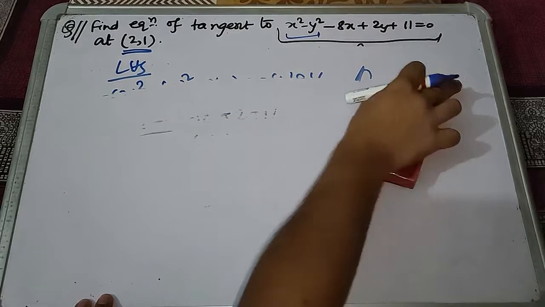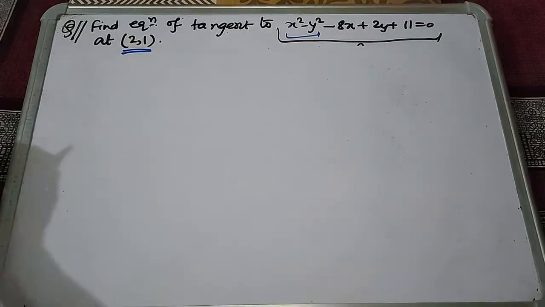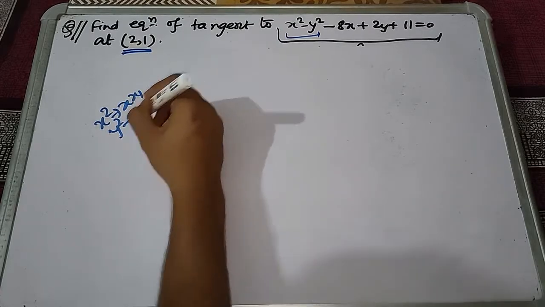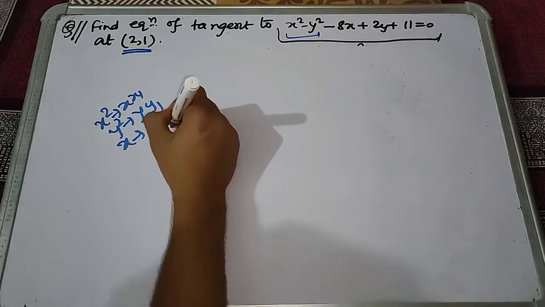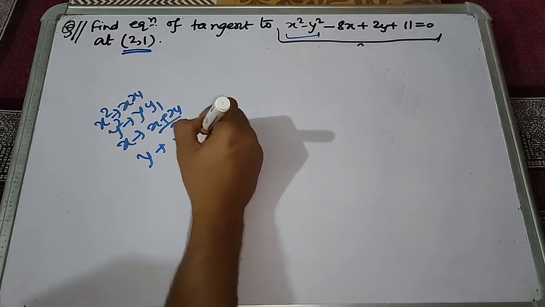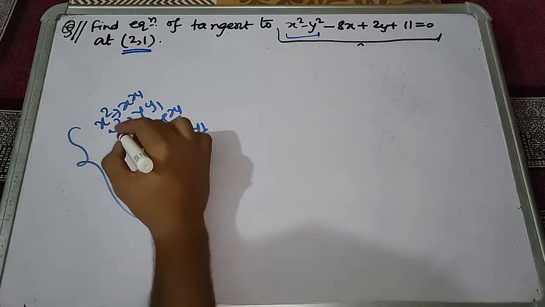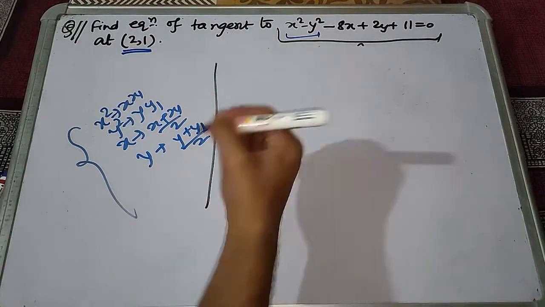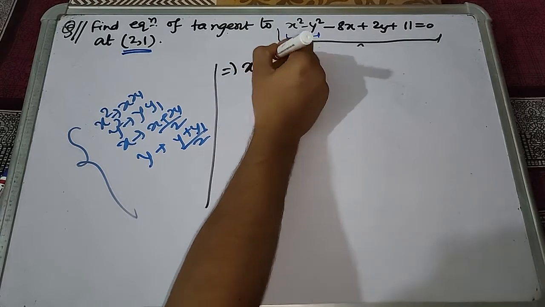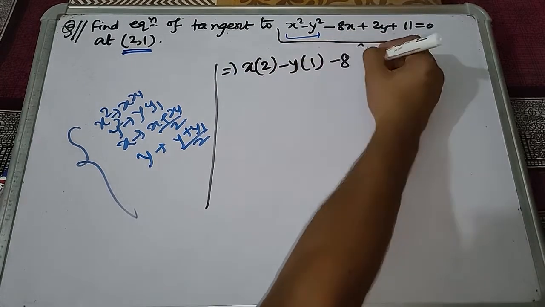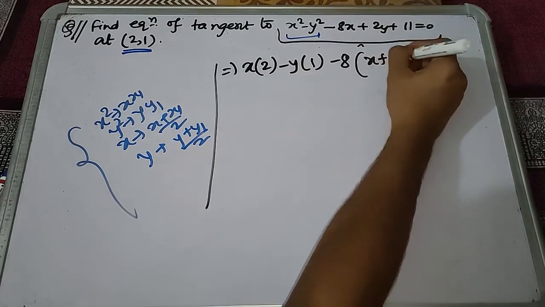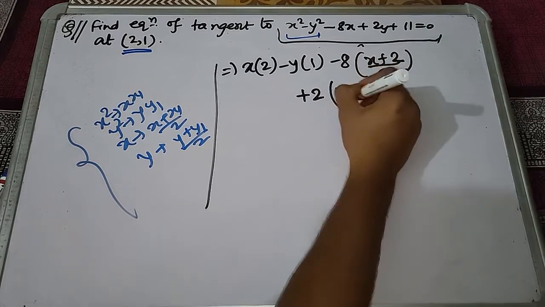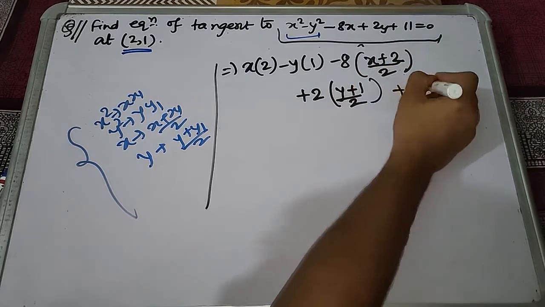So, what is our approach? Very simple approach of transformation. Correct. x square will transform to x x1, y square will transform to y y1, x will transform to (x plus x1) by 2, and y will transform to (y plus y1) by 2. This is the first question I think in this video where you will see this transformation coming into picture. That's why I chose this question to explain. x into x1 minus y into y1 minus 8 into (x plus x1) by 2 plus 2 into (y plus y1) by 2 plus 11 equals 0.